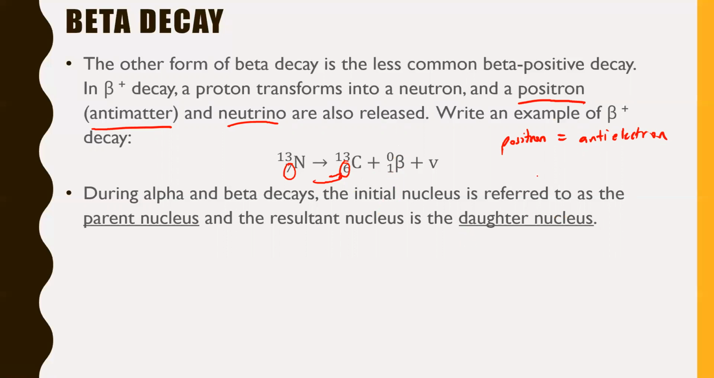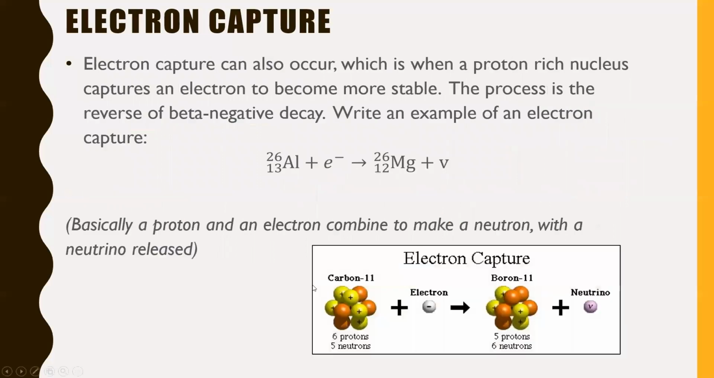It functions like an electron, except it's got the opposite charge, and it's an antimatter equivalent to it. During alpha and beta decays, the initial nucleus is referred to as the parent nucleus, and the resultant nucleus is called the daughter nucleus. So regardless of whether you're doing alpha or beta decay, your parent is your original one, and your daughter is the product, okay?